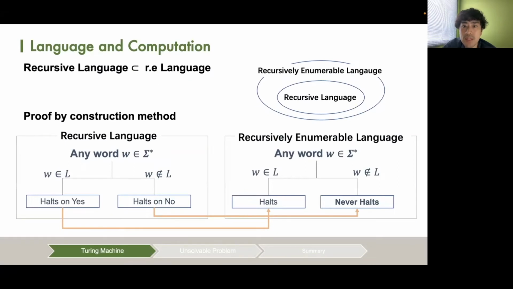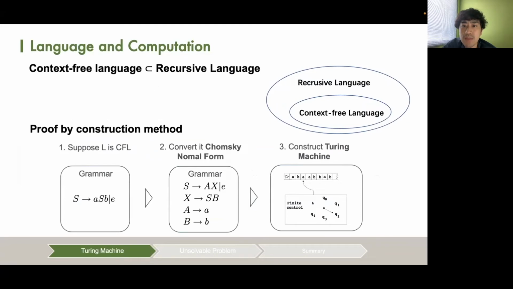Let's look at the relationship between different languages. It can be proved that recursive language is part of recursively enumerable language. You can always construct, from a Turing machine that decides a recursive language, a corresponding Turing machine that semi-decides this language. The new Turing machine will be like this: if the original Turing machine halts on yes, then the new Turing machine halts on any state. On the other hand, if the original Turing machine halts on the no state, then the new machine never halts. On top of that, it can be proved that context-free language is part of recursive language.